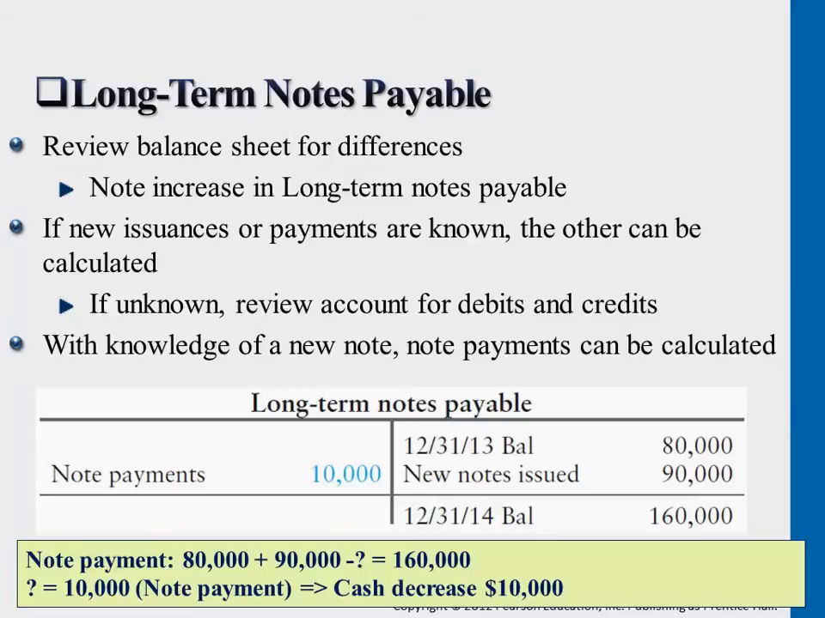New notes issued, we borrow $90,000, cash increased $90,000. Notes payments, we paid off $10,000, so cash decreased $10,000.